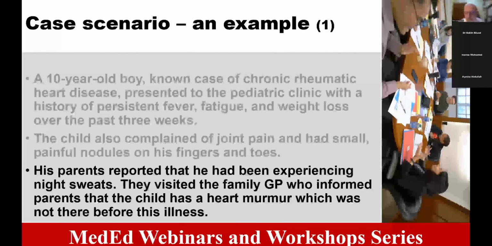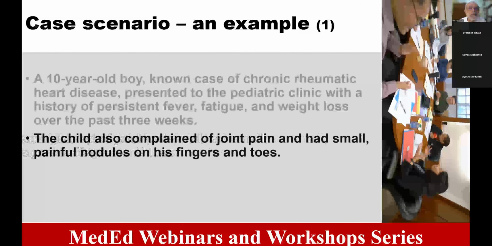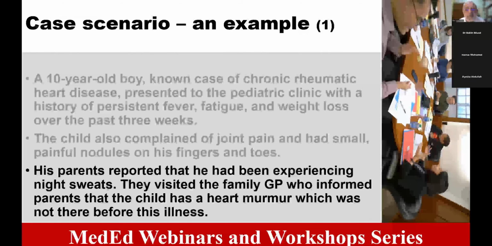So if you see, this scenario has a lot of information. It's a known case of chronic rheumatic heart disease and presents with fever, fatigue, weight loss, and then these nodules. So again, there could be discussion about what these nodules are and what is the importance of their presentation. And then there are the other symptoms of night sweats and detection of a new heart murmur. So that generates a lot of discussion. Obviously, the lecturer has to prepare material for this.